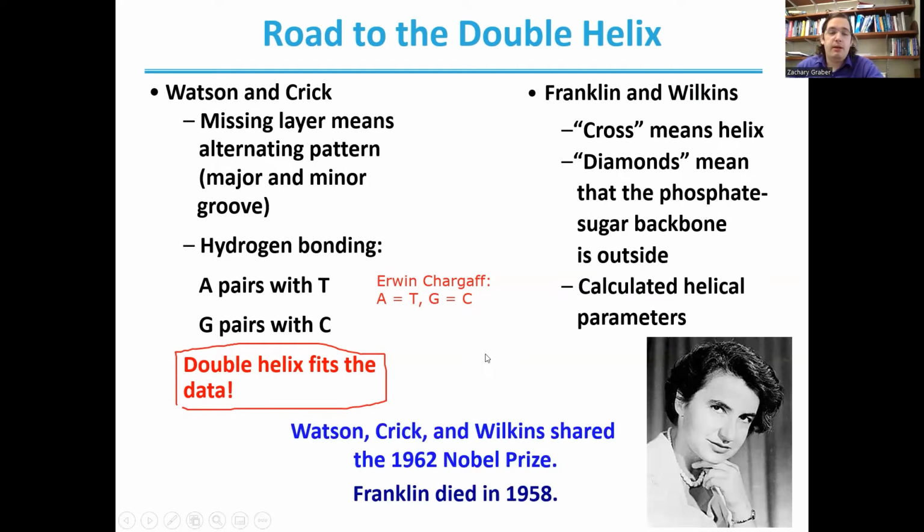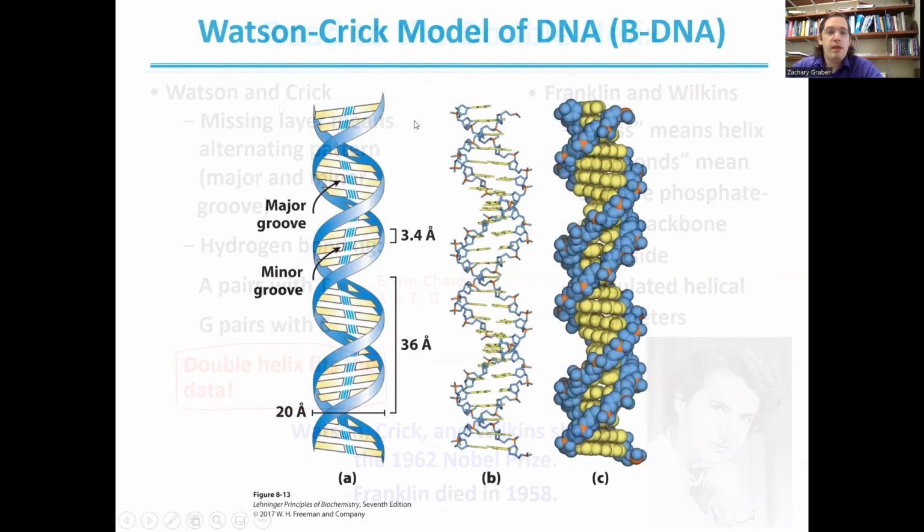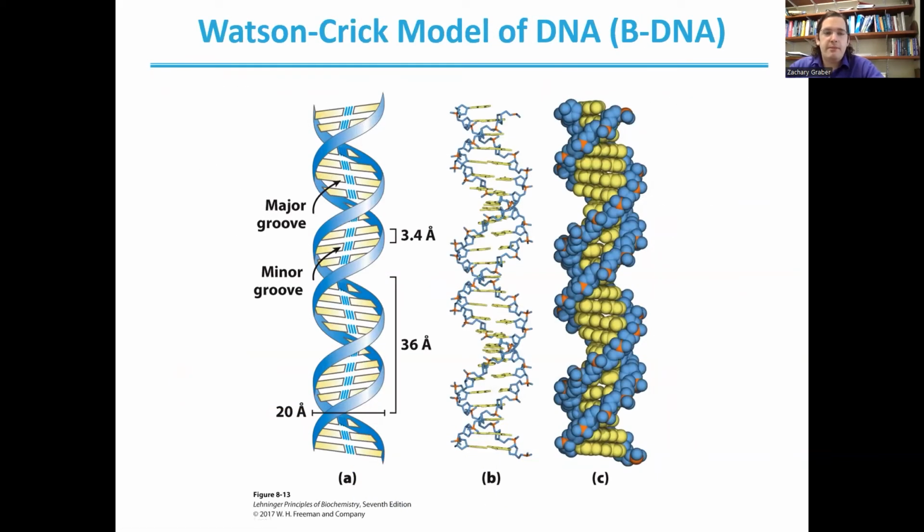This double helix model led to the Nobel Prize in 1962 for Watson, Crick, and Wilkins. Unfortunately, Rosalind Franklin did not receive the prize as she passed away before the prize was awarded, and they didn't award it posthumously. So the Watson-Crick 3D model of DNA, then based off of that X-ray diffraction data from Wilkins and Franklin, led to this 3D structure shown here.